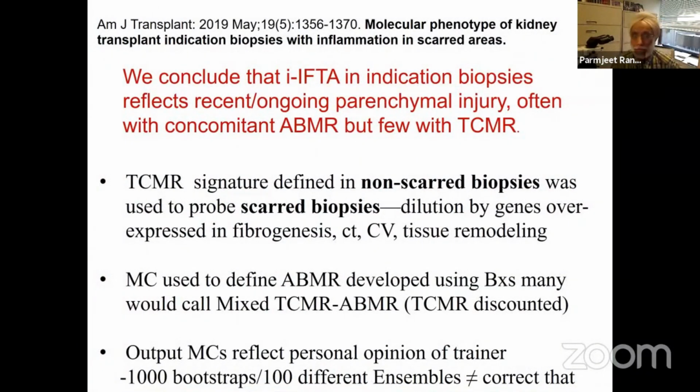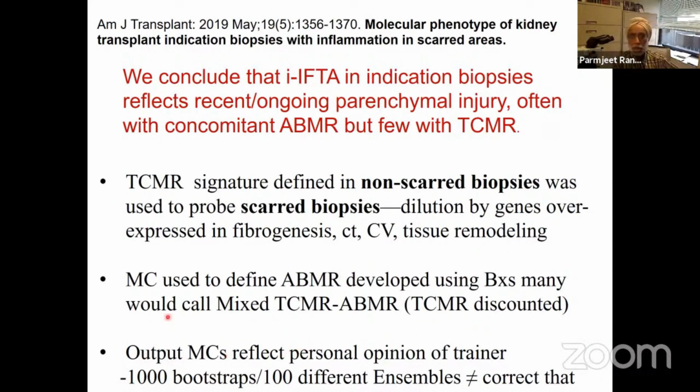Here's a paper from 2019. It says, we conclude that IFTA in indication biopsies reflects recent ongoing parenchymal injury, often with concomitant ABMR, but few with TCMR. I think there are problems with this reasoning. The TCMR signature was defined in non-scarred biopsies. Now, if you're going to use it to probe scarred biopsies, your genes are going to get diluted by genes of fibrogenesis, atrophy, arteriosclerosis, tissue remodeling.